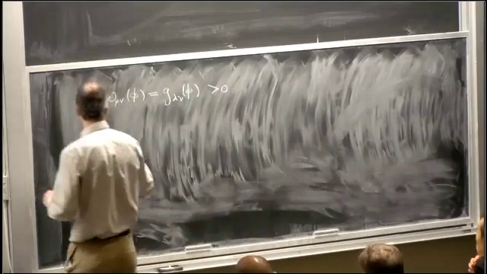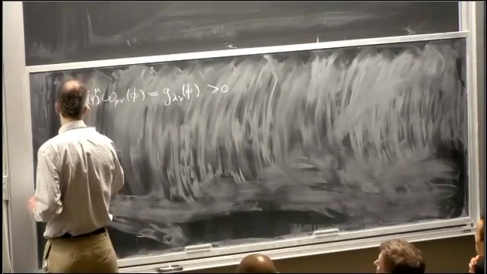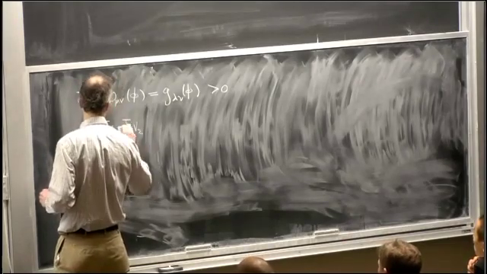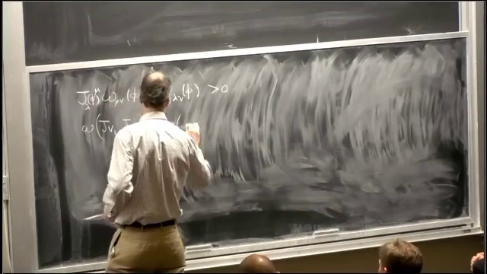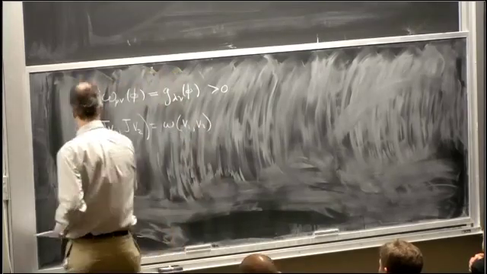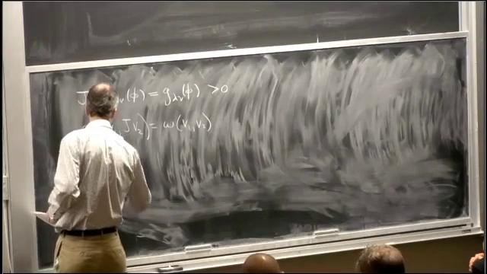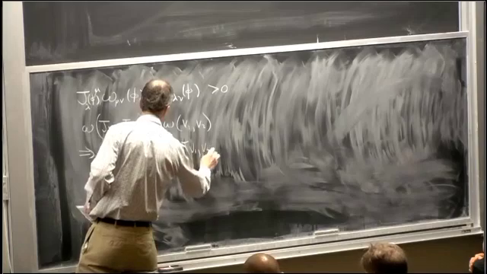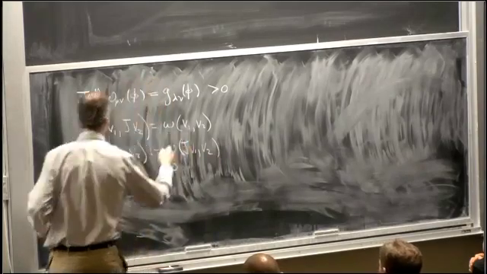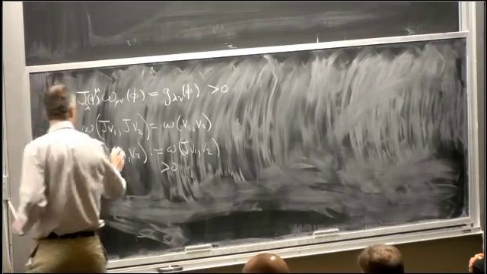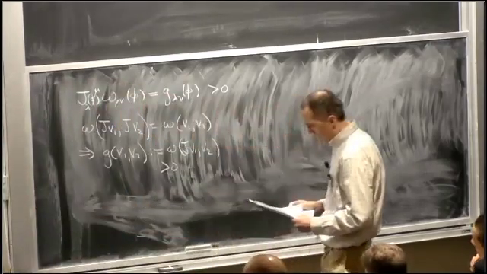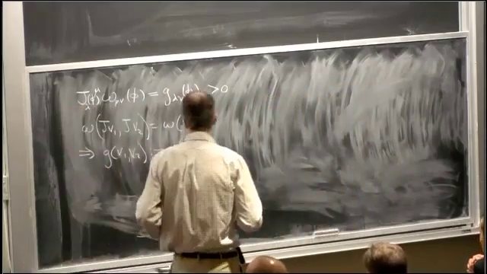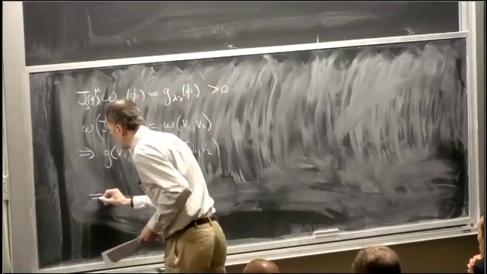So if you don't like indices, what I'm saying is that omega of jv1, jv2 is omega of v1, v2. And that implies that if I define g of v1, v2 to be omega of jv1, v2, that this is a positive symmetric form. That's what compatibility means. Okay, so I have a complex structure, and I have a compatible symplectic form, and what that means is I have a Kahler metric.